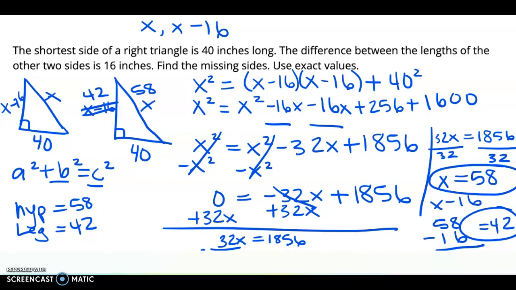One way to check this is you can plug them right back into this formula. So you can say, okay, 40 squared plus 42 squared, does that equal 58 squared? You can work this out and make sure that it does. We can also check that the difference between the sides is 16. We can say, yes, 58 minus 42 is 16. So anyway, get your sides set up with variables, put it into the equation with a squared plus b squared equals c squared, and then just simplify and solve.